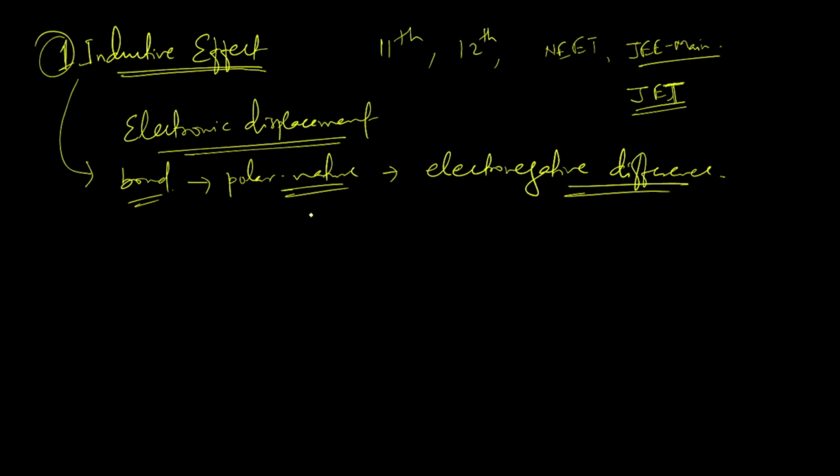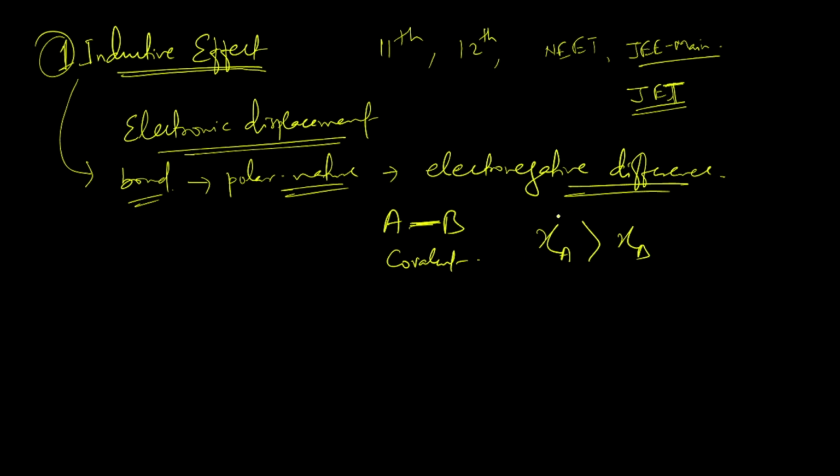If there is no electronegativity difference between this bond A to B, then the electronic displacement won't happen. What is that electronic displacement? Suppose this is a bond between A and B, and we are saying that the electronegativity of A is greater than the electronegativity of B. Then what will happen? This bond has a pair of electrons, one from A and another from B, because this is of covalent nature. So there will be a mutual sharing between A and B.